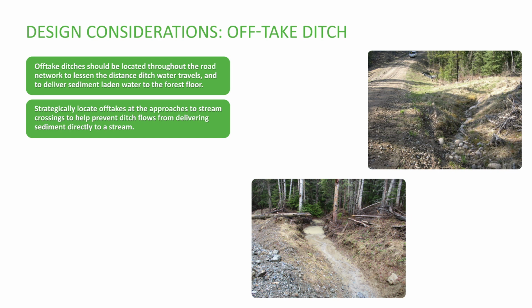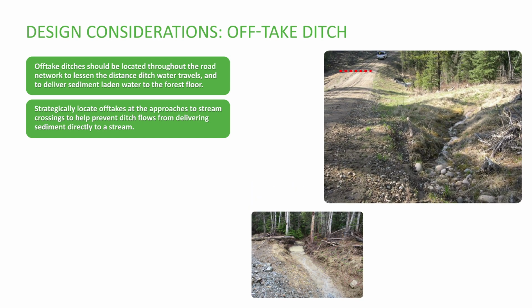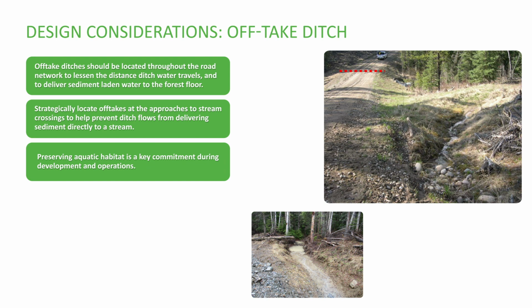Strategically locate offtake ditches at the approaches to stream crossings to prevent ditch flows from delivering sediment-laden water directly to a stream. The red dashed line in the top picture indicates the location of a stream crossing in relation to the offtake. Preserving aquatic habitat is a key commitment during development and operations.